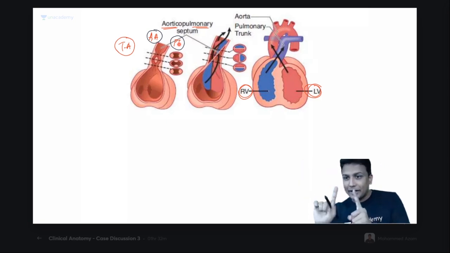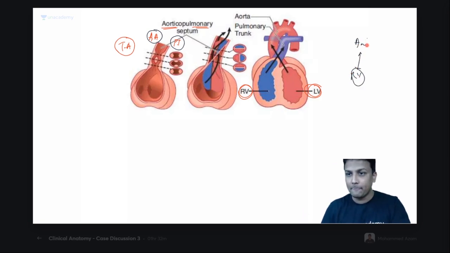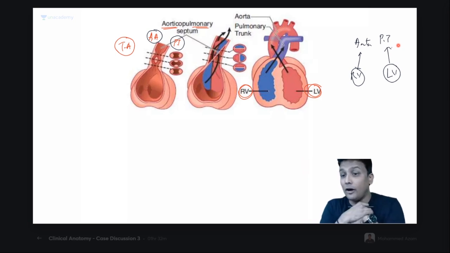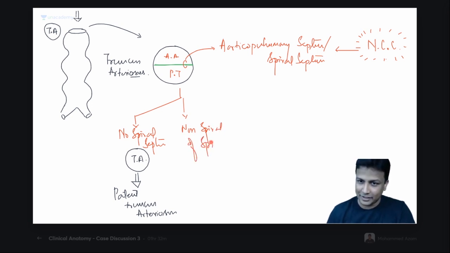If the spiral septum doesn't spiral, doesn't turn, then what is going to happen? Aorta will be coming from where? The right ventricle. From here the aorta will start, and then the left ventricle will be giving rise to your pulmonary trunk, guys. And that is the condition known as transposition of the great arteries. That is your TGA. So what is the problem in TGA? Is the spiral septum formed? Yes, the spiral septum will be formed there, but the problem is non-spiral. Non-spiral of the spiral septum, guys.